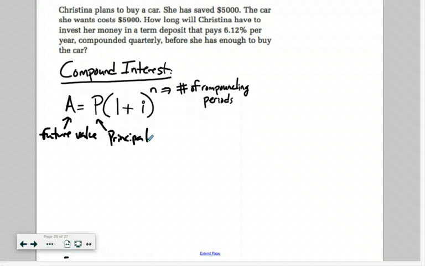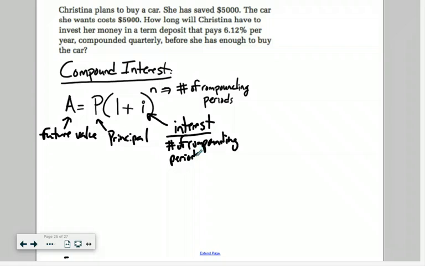Okay? The I value is your interest rate. But this is actually your interest rate divided by the number of compounding periods per year. So how many times per year does the interest get added in? Okay? And then your n value is in fact your number of compounding periods total over the course of the investment. Okay, so just keep that in mind as we look at this problem.